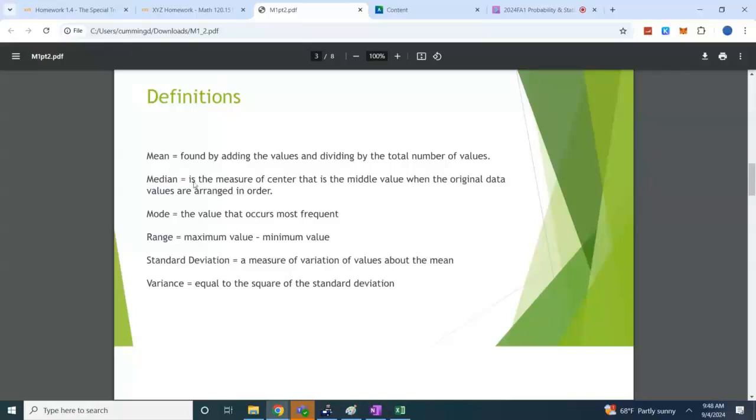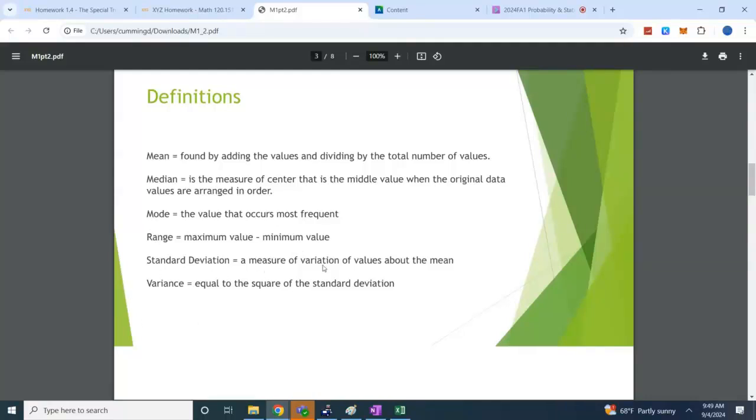There is the median, and the median is the number that's in the center of your data set. The mode is the value that occurs most often. It's possible to have no mode. It's possible to have one mode. It's possible to have 2, 3. It's the number or the value that occurs the most. And we'll take a look at an example of a mode. The range of a data set is the maximum value minus the minimum value.